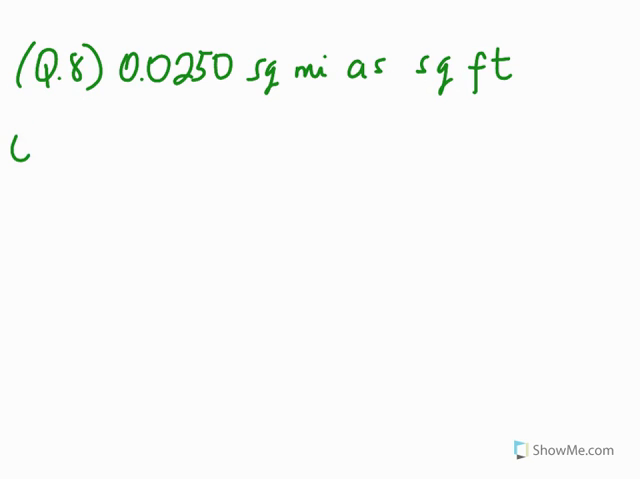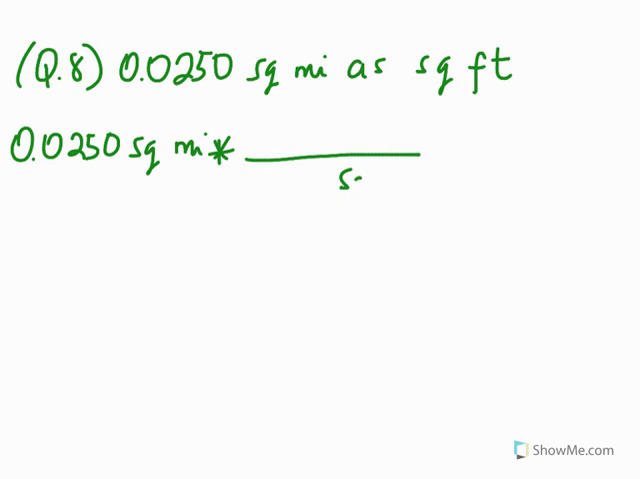So we have 0.0250 square mile times the middle guy. Here we will have the square mile at the bottom, and we put the middle guy acre on top, times this middle guy acre, which we now put below here, and then we put square feet, what we want to convert to, on top.